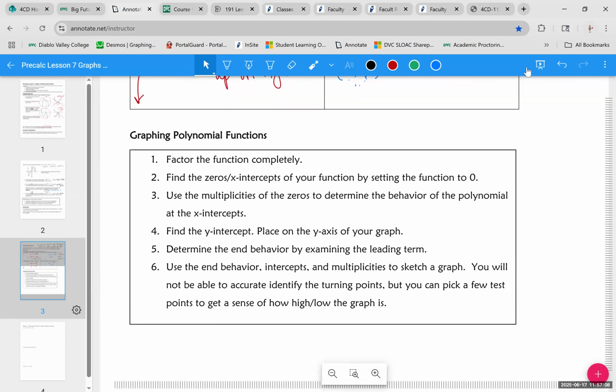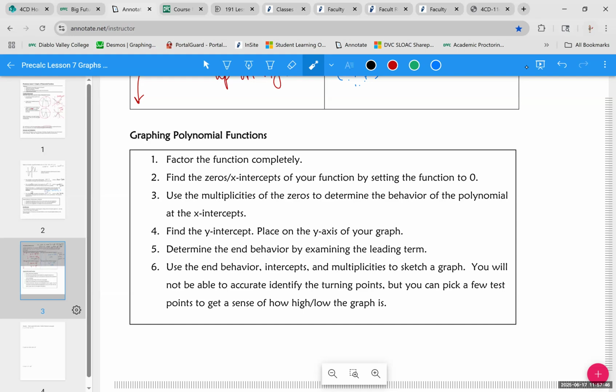All right, so here's what we're going to do at this point to graph polynomial functions. As I said, we can't really determine exactly where those turning points are. You need to learn how to take a derivative in calculus, and we don't have that yet. But we can do enough that we can get pretty close. So here's what we're going to do. We're going to start by factoring our function, finding the zeros or the x-intercepts by setting that function equal to 0. Use the multiplicities of the zeros to determine the behavior at those intercepts. So does it cross?